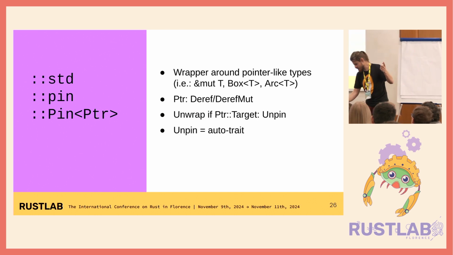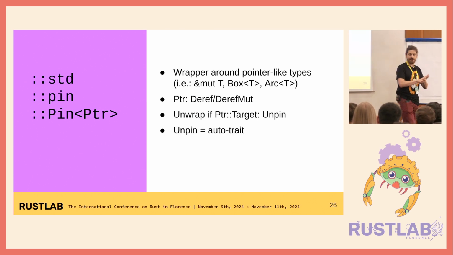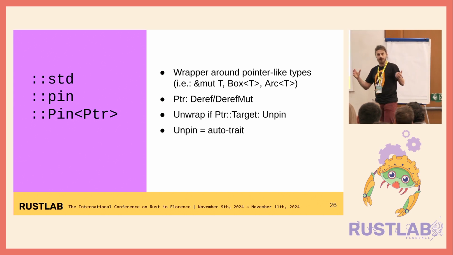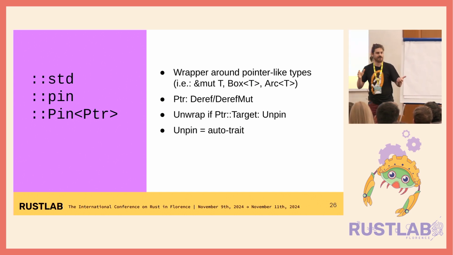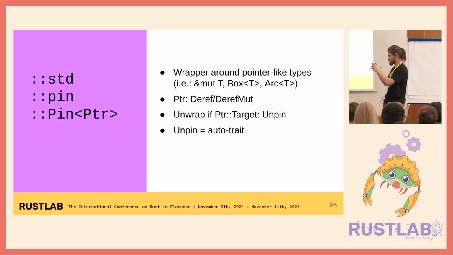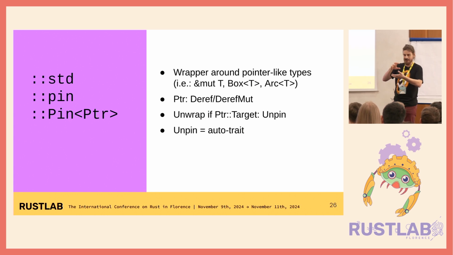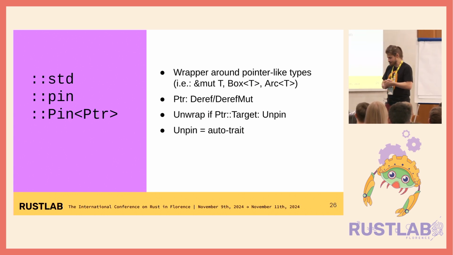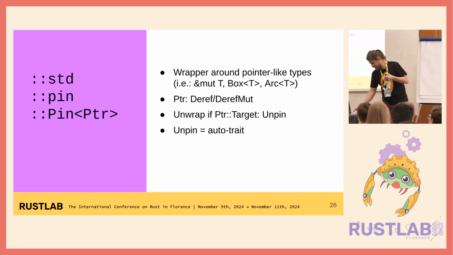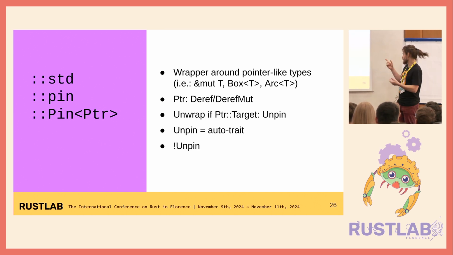What is Unpin? It's just an auto trait. I don't know if you know what an auto trait is. Send is an auto trait. Sync is an auto trait. If you have a container that contains only Unpin things, then it's Unpin as well. Because it's an auto trait, as in other cases, you also have the negation of the auto trait. So you have !Unpin.